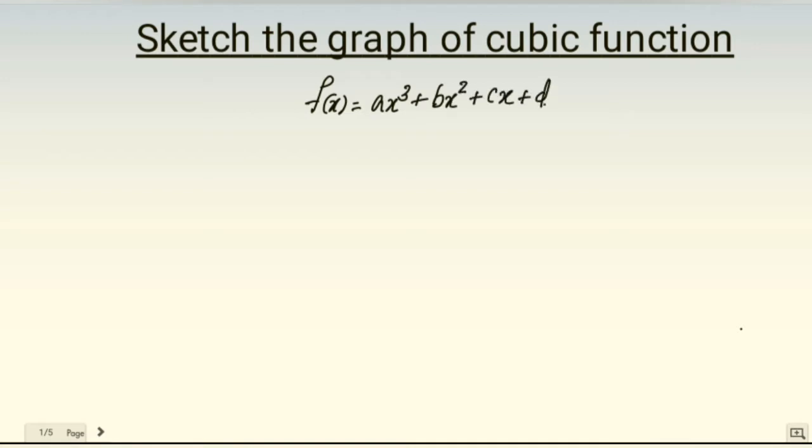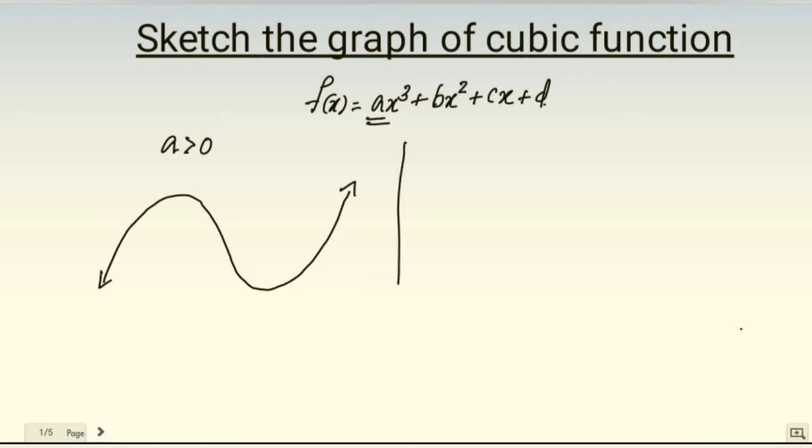The standard form of a cubic function is f(x) = ax³ + bx² + cx + d. And the shape of a cubic graph: looking at the sign of a, if a is positive, that is greater than 0, the graph will look like this. That is, starting concave down, then concave up. This is how the graph will look.